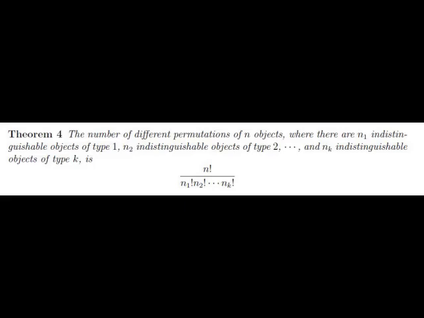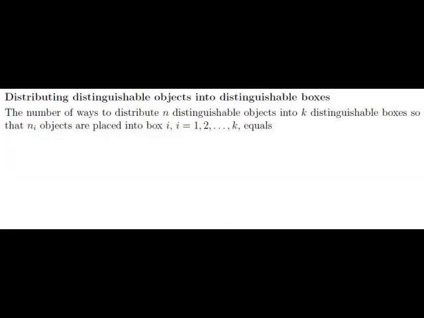The number of different permutations of n objects, where there are n1 indistinguishable objects of type 1, n2 indistinguishable objects of type 2, up to nk indistinguishable objects of type k, is, in the numerator n factorial, the denominator is n1 factorial, n2 factorial, up to nk factorial. Our next topic is distributing distinguishable objects into distinguishable boxes.